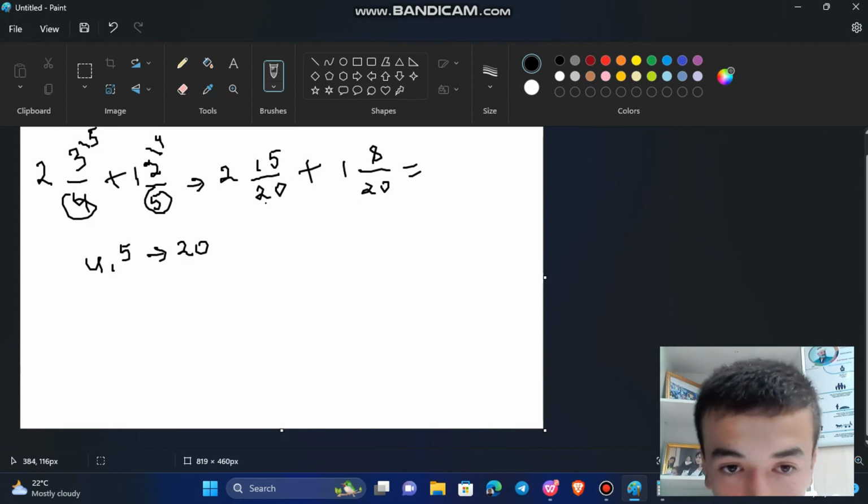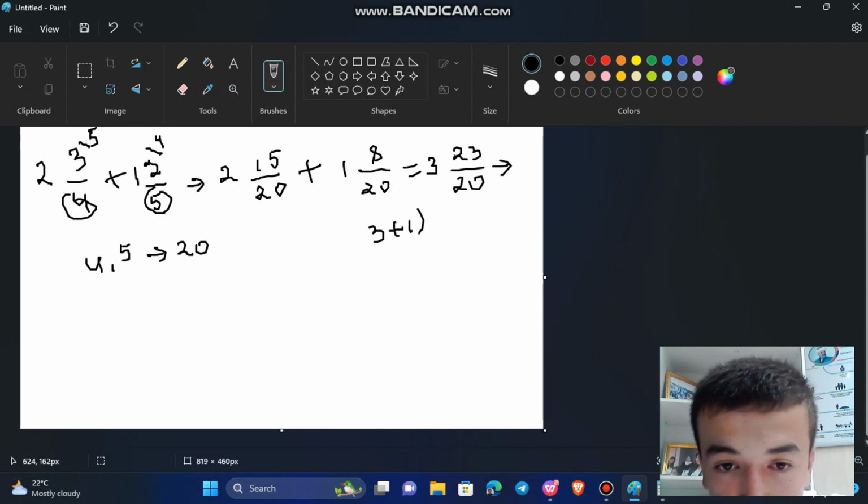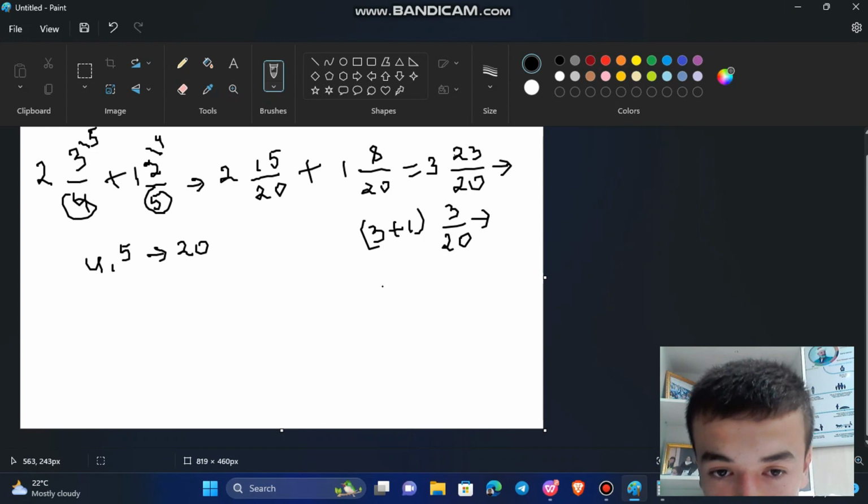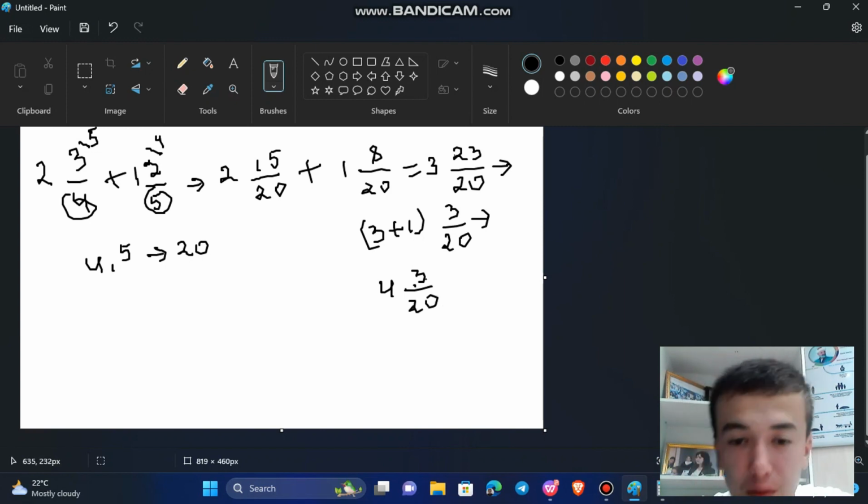You can see that 20 and 20, which are equal, so denominator should be equal in adding method. So 2 plus 1 is equal to 3, which is a whole number, and 15 plus 8 is equal to 23, and the denominator doesn't change. The answer is 3 plus 1, because 23 is greater than 20, so we need to simplify this. 23 divided by 20 is 1, and remainder is 3. So we just put remainder as a numerator part in the numerator. 4 3/20. So the answer is 4 3/20.